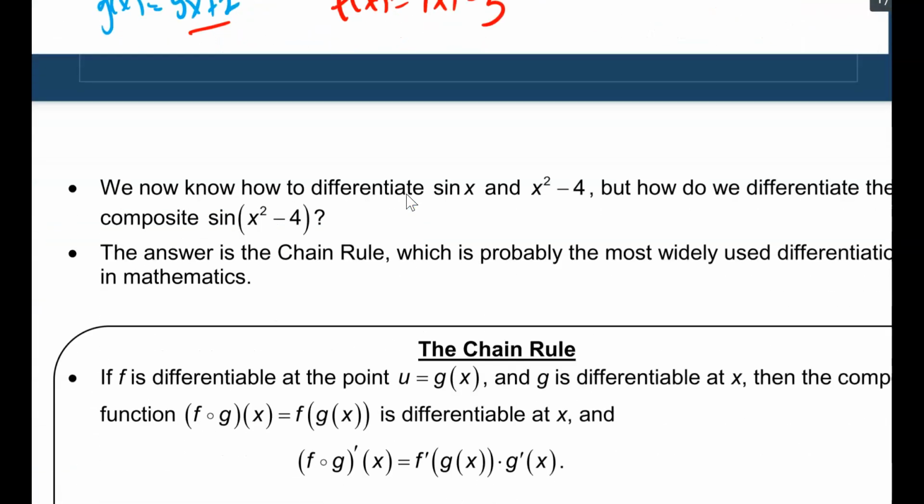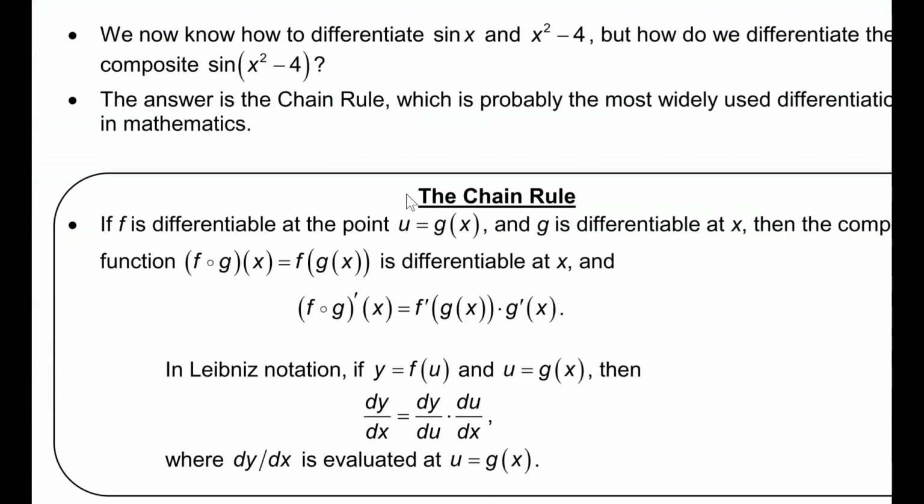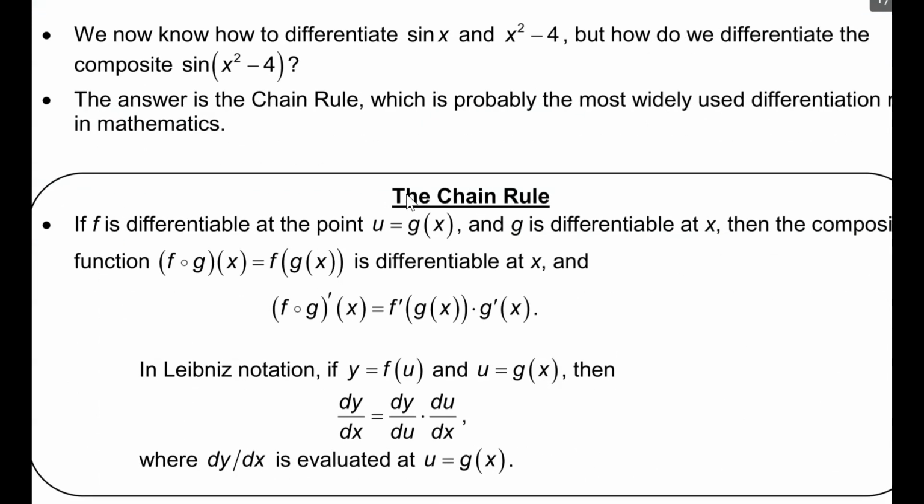This helps us when we're trying to differentiate things like sine of (x squared minus 4), because individually you know how to take the derivative of sine, and you know how to take the derivative of x squared minus 4. But what happens if I have a function inside a function? I'm not just taking sine of x, I'm taking sine of x squared minus 4. So the answer is the chain rule, and it's probably the most widely used differentiation rule in mathematics.